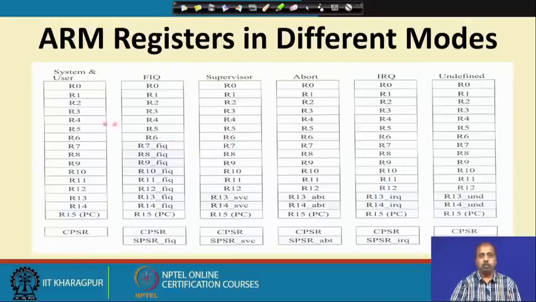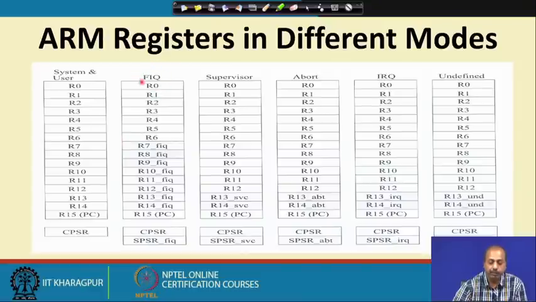Now, in different modes, this ARM has got different sets of registers. This is the system and user mode, and they share these registers R0 through R15. These registers are marked for the user mode and system mode, so these registers are common. Out of that, I have already said that R15 is the PC, R14 is the link register, R13 the stack pointer.